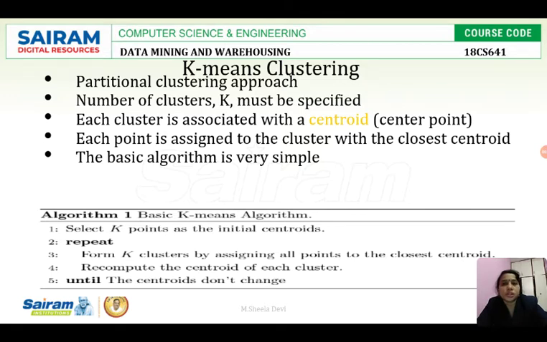The number of clusters k must be specified. Here k is nothing but the number of clusters, and each cluster is associated with a centroid. For every cluster k, you should find the centroid or center point. Each point is assigned to the cluster with the closest centroid.